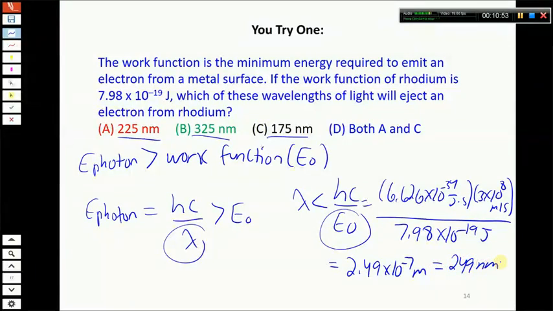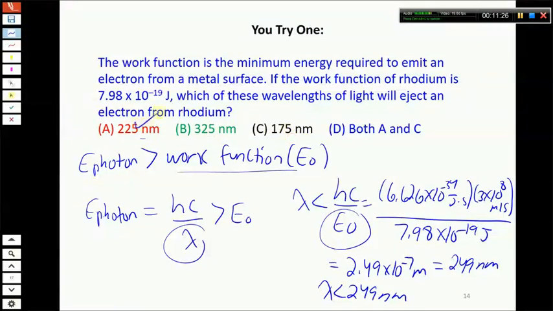And the key point is that our wavelength must be smaller than that, okay? Because when we rearrange the inequality, wavelength goes to the other side. Another way to think about this is to remember that energy and wavelength are, by this equation, inversely related. So if the energy has to be greater than E0, that means the wavelength has to be smaller than whatever wavelength corresponds to that. Those two are, once again, inversely related. So any wavelength that's smaller than 249 nanometers will eject an electron from rhodium.